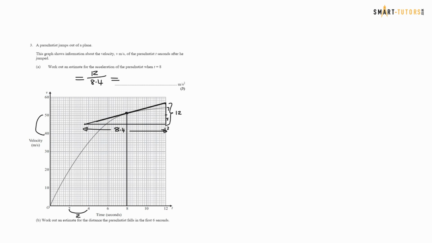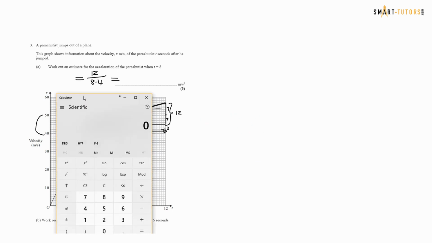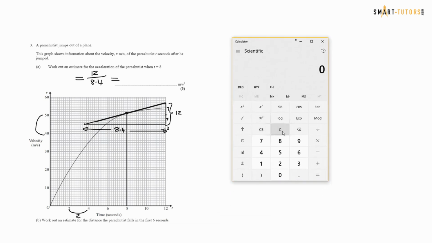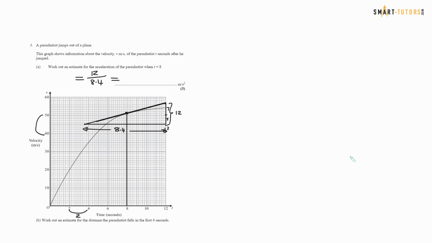So the acceleration is going to be 12 meter per second divided by 8.4. My answer is not going to be the accurate one, so you will get some different answer, but don't worry, in the marking scheme they have a range of answers. So if it is within the range, you will get the correct answer. So 1.43 I'm going to put, 1.43 meter per second squared.